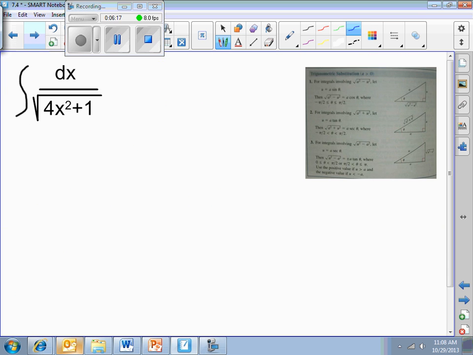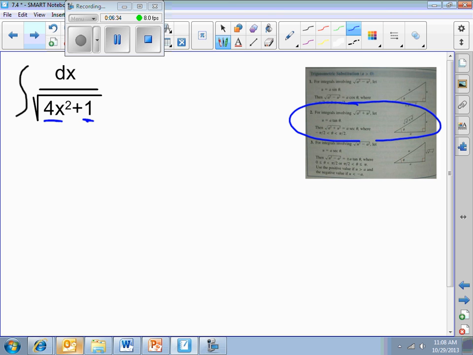All right, let's look at another problem. The integral of dx over 4x squared plus 1. Well, this time I have a constant squared plus a function squared. If I have a constant squared plus a function squared, I'm going to use tangent.